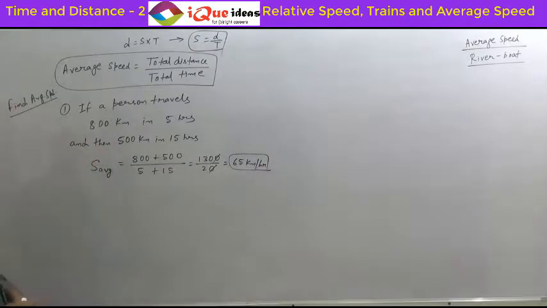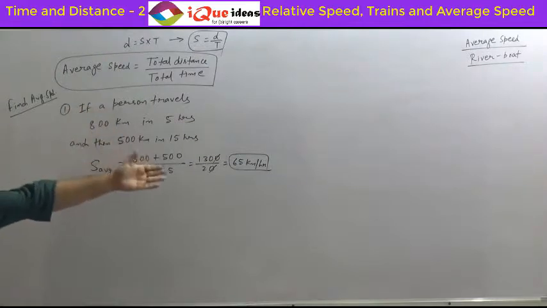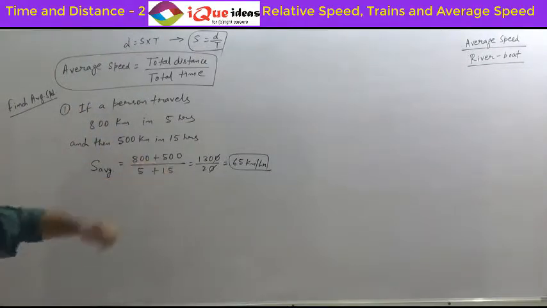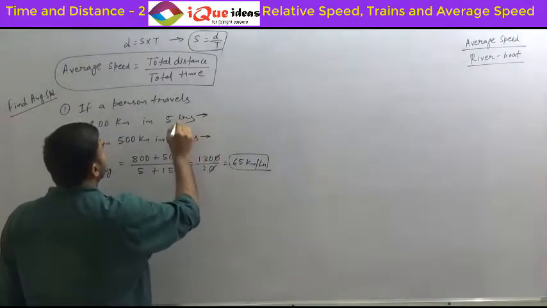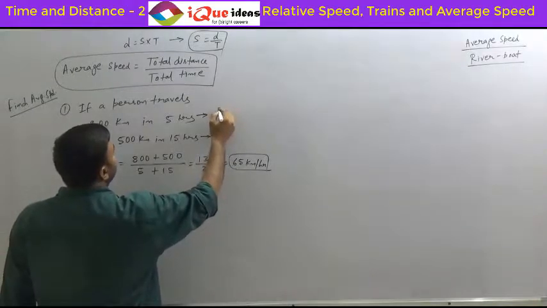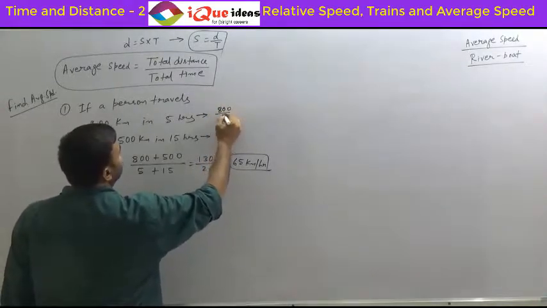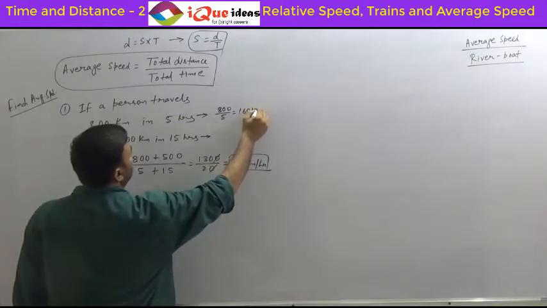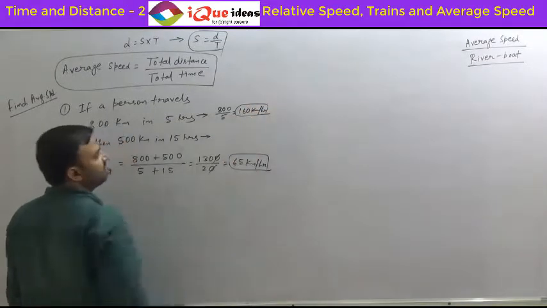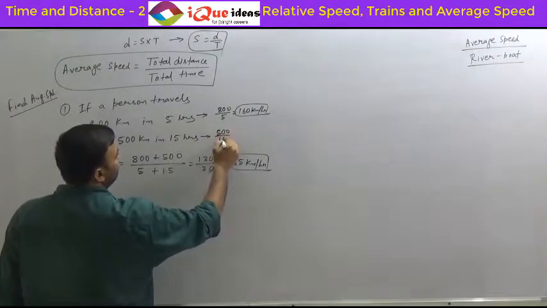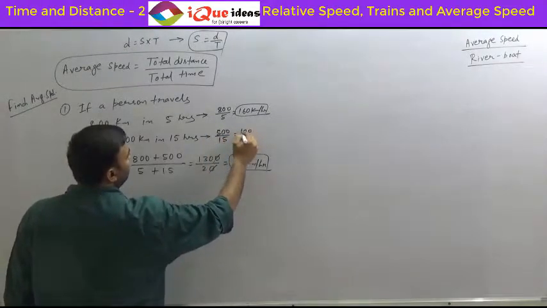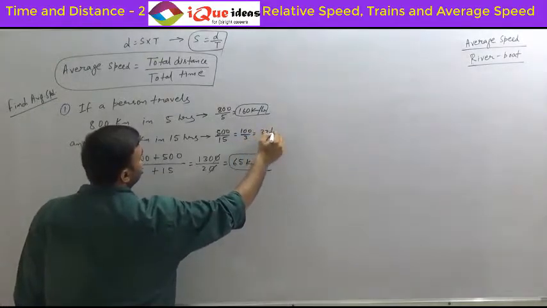Please try to understand that 65 kilometers per hour is the average speed. The person may not have actually travelled at this speed. Right? This is the final average speed. Let's check the speeds in the first parts. In the first part, the speed is 800 by 5, which is 160 kilometers per hour. Speed in the second part is 500 by 15. So it is 100 by 3, that is 33 1 by 3 kilometers per hour.